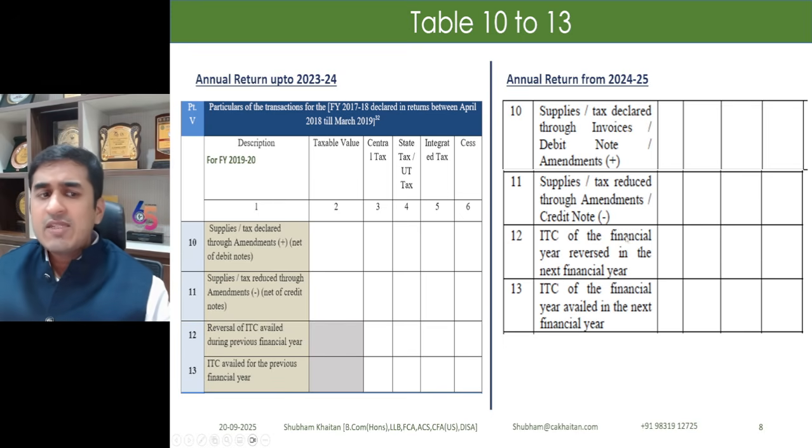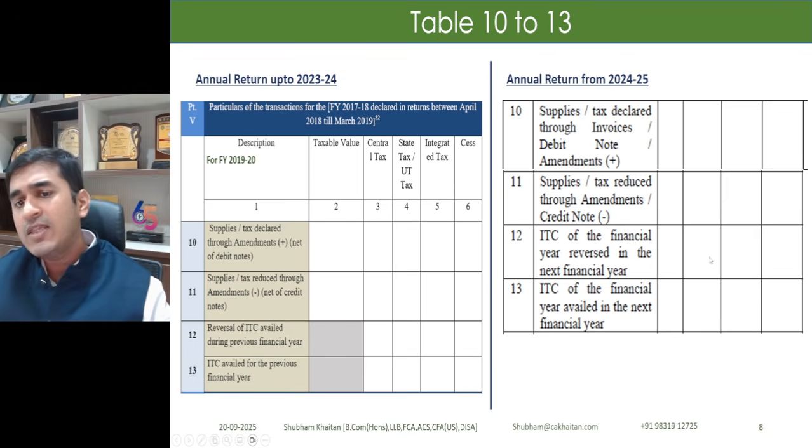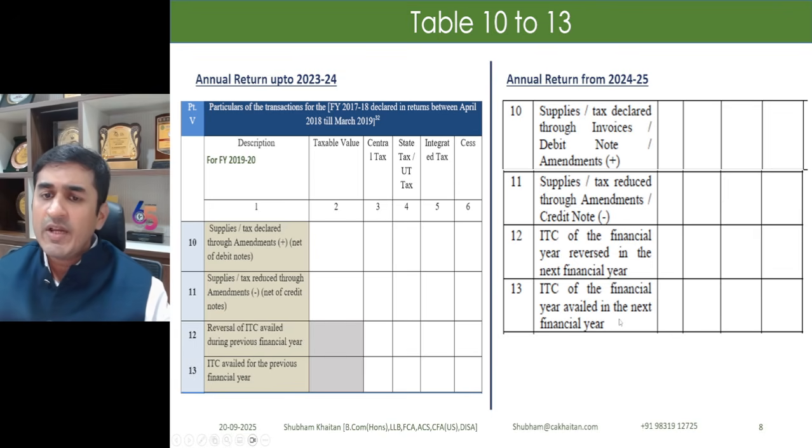Now 12 is basically they have corrected the language which was not clear. Basically ITC of financial year reversed in next year. ITC of financial year availed in the next year, which is the correct language. Earlier the language was quite confusing. So because of that, a few people used to make mistakes in reporting, which has now been corrected in table 12 and 13.